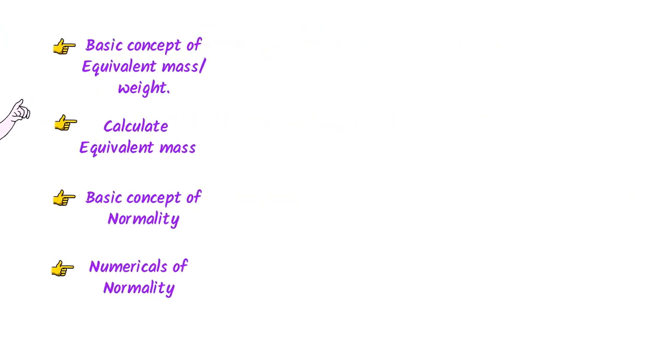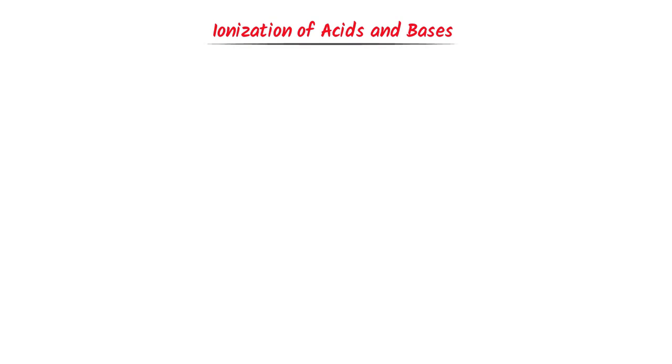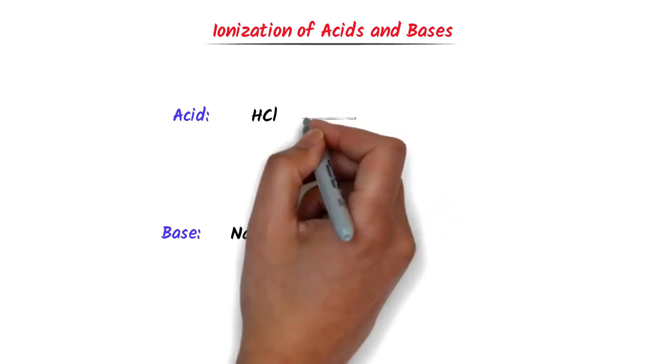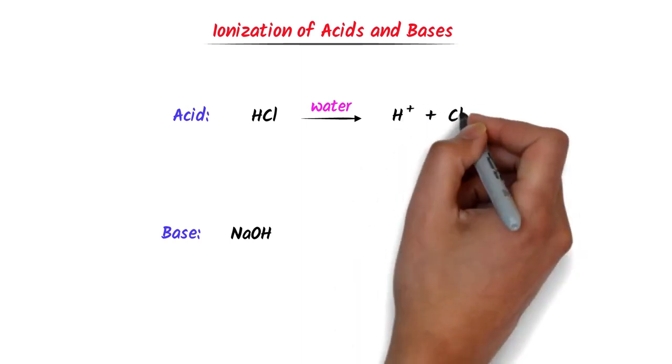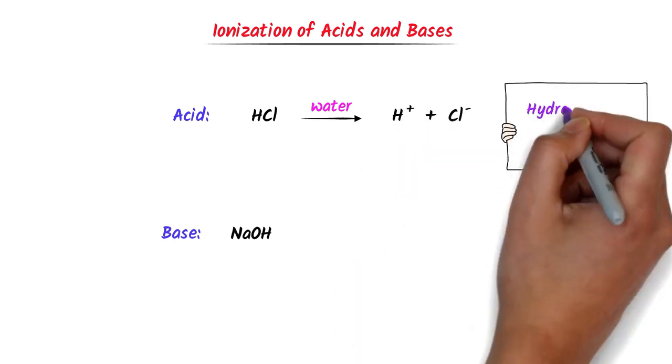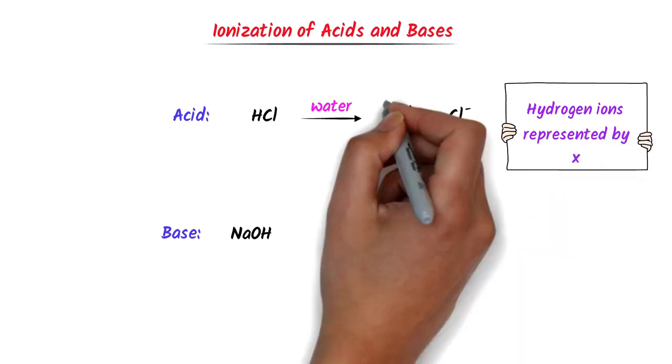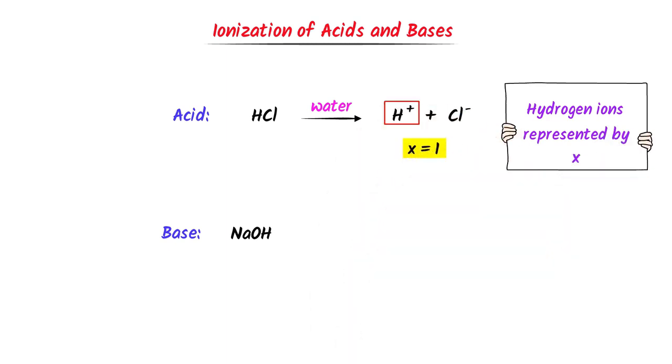Firstly, let me teach you the concept of dissociation or ionization of acids and bases in water. For example, consider an acid like HCl and base like sodium hydroxide. Now when we add HCl to water, it breaks down or ionizes into hydrogen ion and chlorine ion. Here, the number of hydrogen ions is represented by X. So X is equal to 1. Thus, in case of acid, this X is equal to 1 means that if we take one molecule of HCl, it will produce one hydrogen ion in the water.